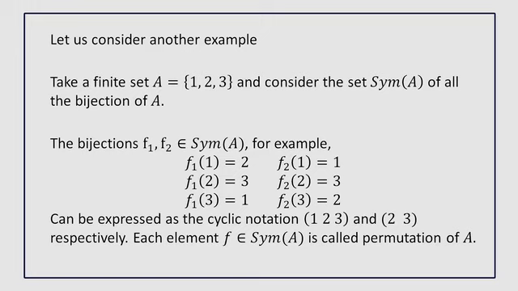And if we take another bijection F2, and F2 takes 1 to 1, 2 to 3 and 3 to 2, then we can express F2 in cyclic notation as (2, 3). Here we omit 1 because 1 goes to 1, so we just omit it. Here each element of the symmetry of A is called a permutation of A.